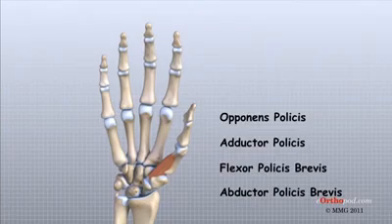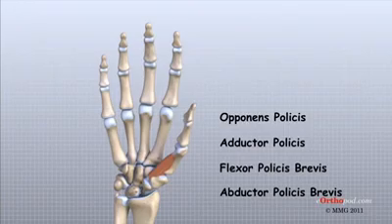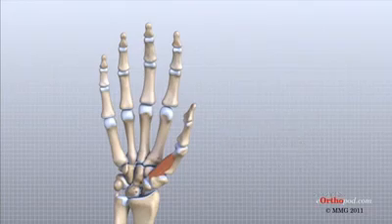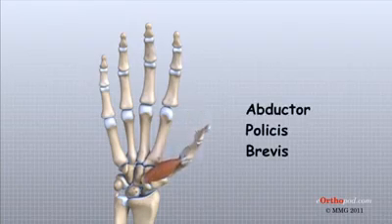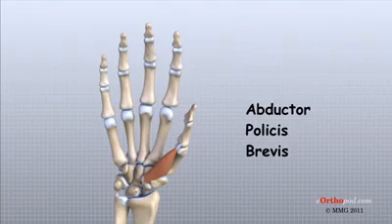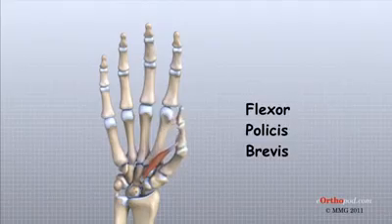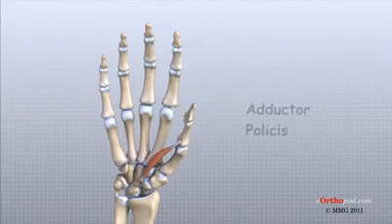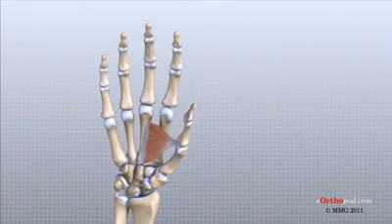Each of these muscles begins at the wrist, and each has a tendon that attaches to a different location on the base of the proximal phalanx of the thumb. Their names give a suggestion of what they do when they contract. The Abductor Pollicis brevis abducts, or moves the thumb away from the midline of the hand. The Flexor Pollicis brevis flexes, or bends the thumb. The Adductor Pollicis adducts, or moves the thumb towards the midline of the hand.